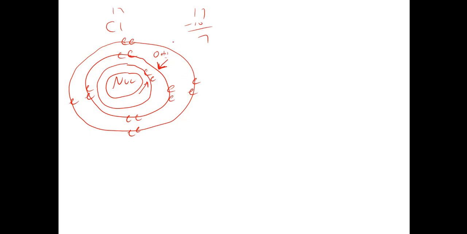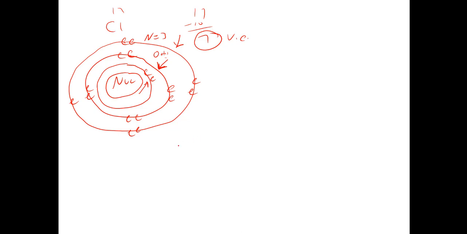So in the third energy level, I'll label it n equals 3, and put an arrow there. You notice that there's 7 electrons in the outermost energy level. So that's 7 valence electrons. Now, nature wants 8.